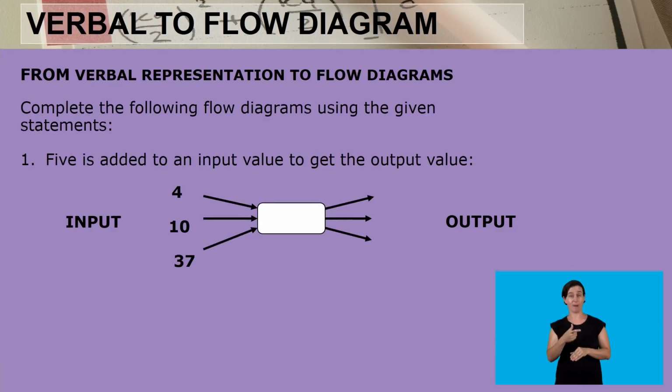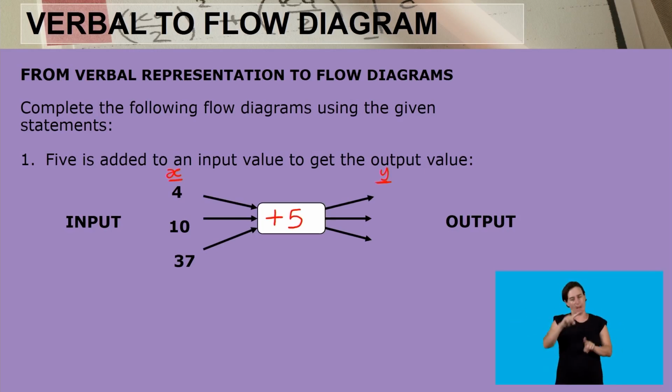So the first statement that we are given here is 5 is added to an input value to get the output value. On the left hand side, we have those input values, of course, represented by that X, and on the right hand side, we have those Y values represented by our Y. So the rule that is given in that statement says 5 is added to an input value to get an output value. So it's quite clear that the rule here is to add 5.